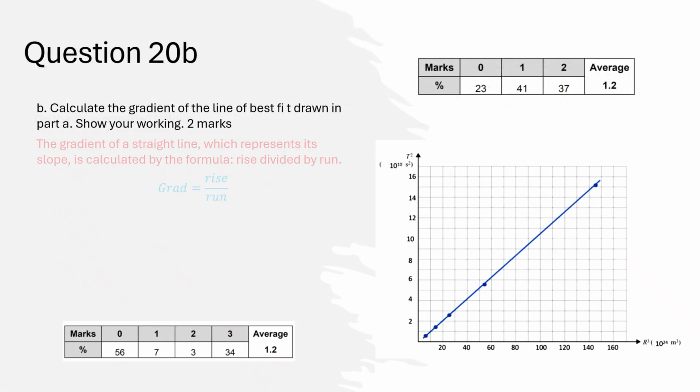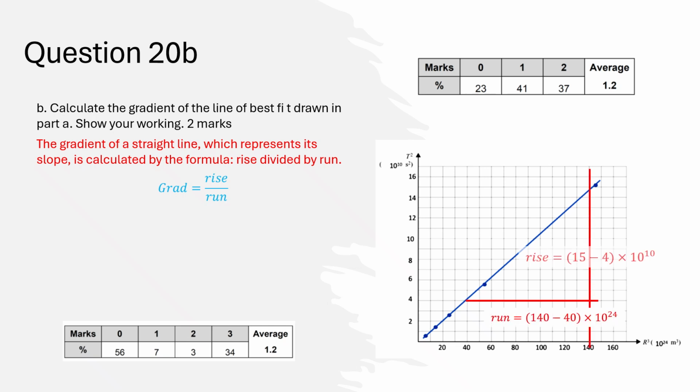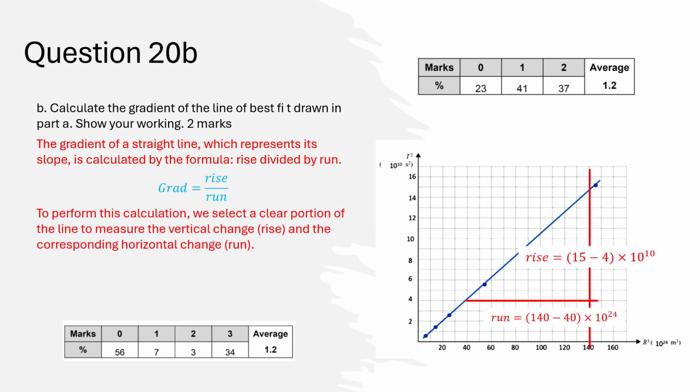The gradient of a straight line, which represents its slope, is calculated by the formula rise divided by run. To perform this calculation, we select a clear portion of the line to measure the vertical change, the rise, and the corresponding horizontal change, the run.